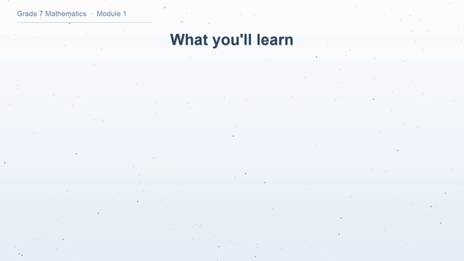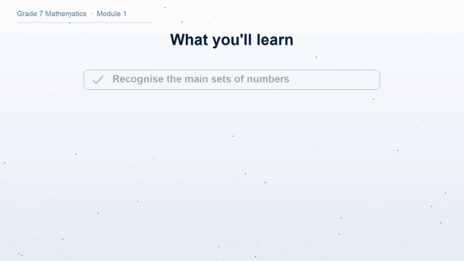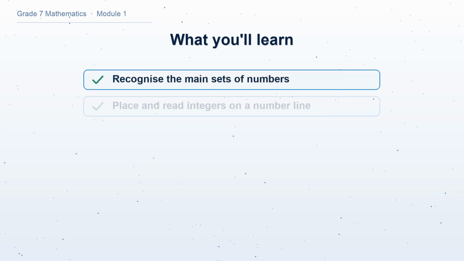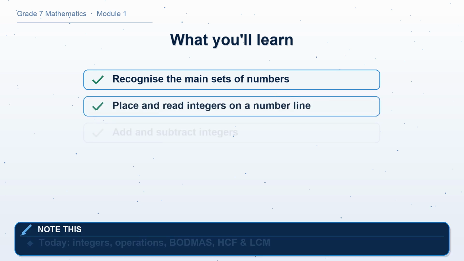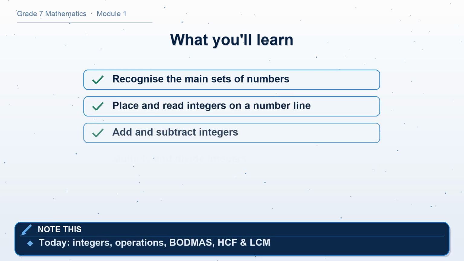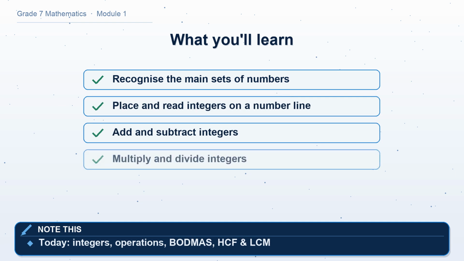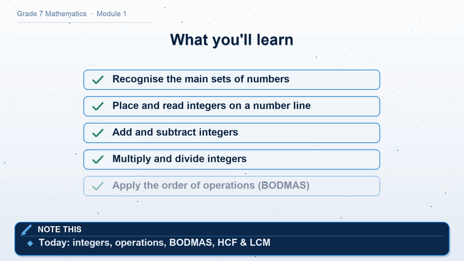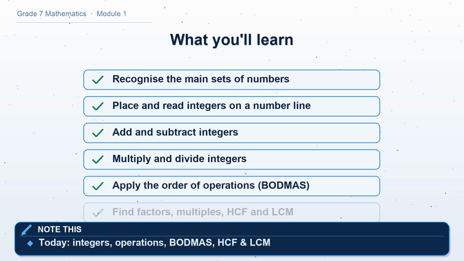We'll meet the main sets of numbers, then place integers on a number line. We'll add, subtract, multiply, and divide them. After that, we'll master the order of operations and finish by finding factors, multiples, and the highest common factor and lowest common multiple. Let's start with the big picture.